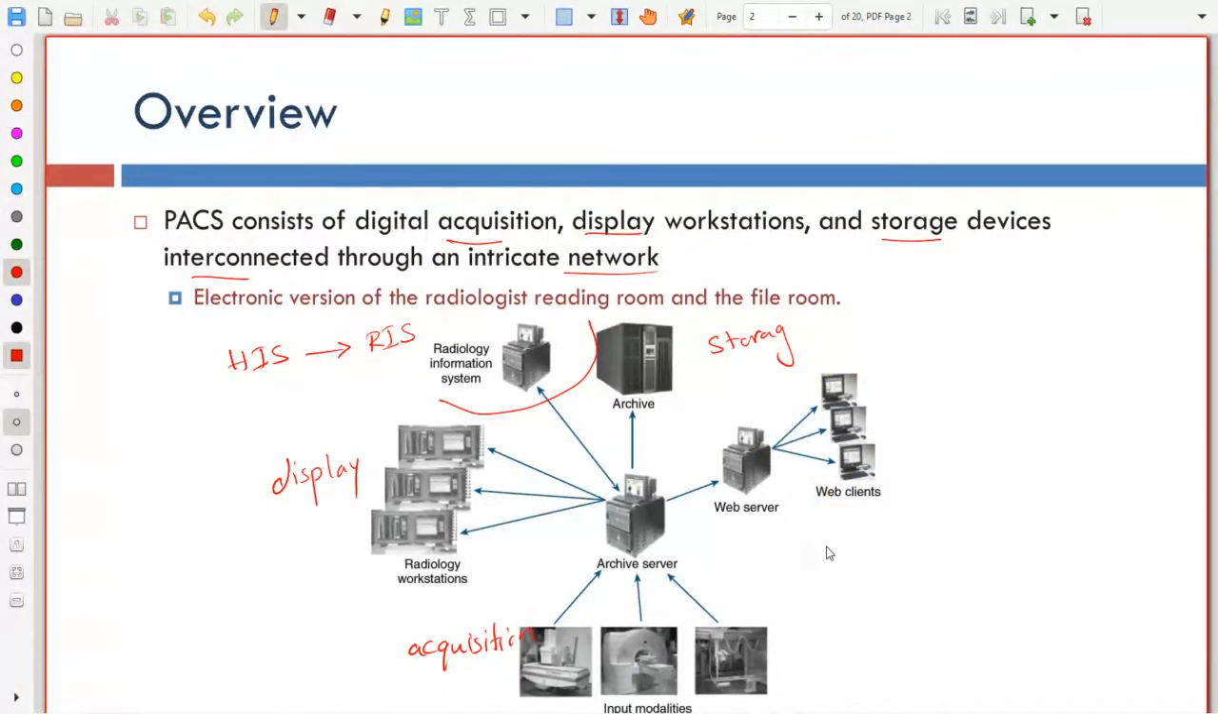So the PACS system is a very detailed system. It's a very complicated system. It's a very important system. Right now, all radiology departments are relying on such technology to make the work in a radiology department more efficient and more organized, and the ability to collect the data or retrieve the older data is much easier.